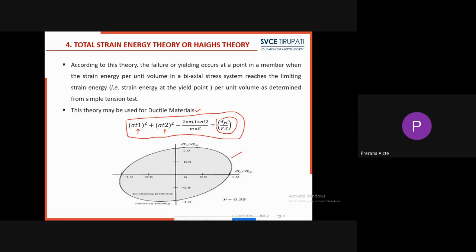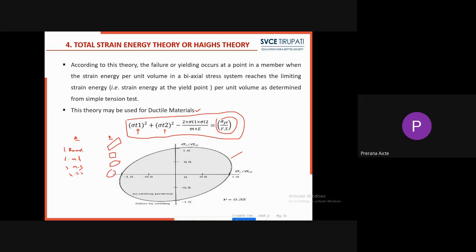In our GATE examination, sometimes they will ask match the following. This is column A and this is column B. In column A, they will give Rankine's theory, second maximum principal strain theory, third maximum shear stress theory, and fourth total strain energy theory. In column B, they will give a parallelogram, rectangular components, a hexagon, and fourth, the ellipse.